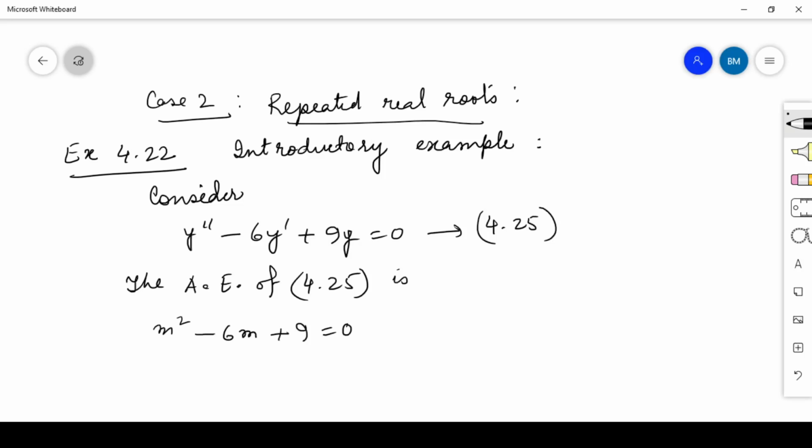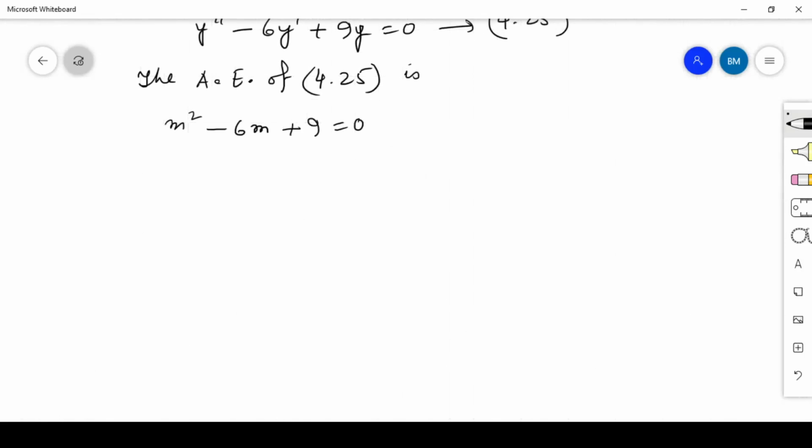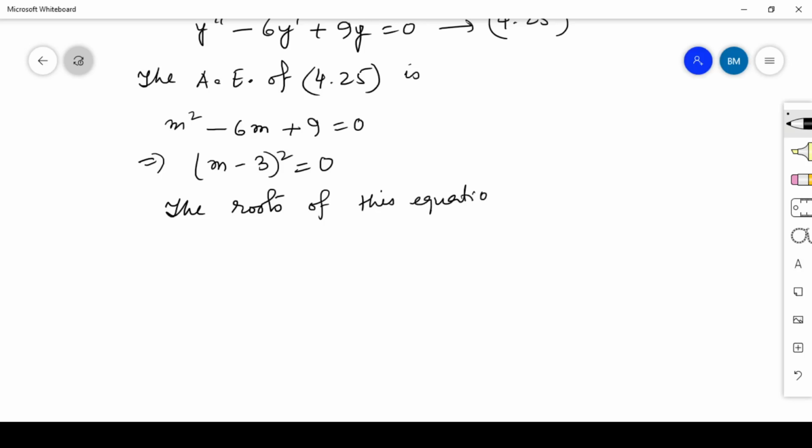We already have learned it. Now we factorize this, and it is nothing but (m minus 3) whole squared is equal to 0. So the roots of this equation are, say, m1 is equal to 3, and if I call the other root m2, then it is also 3. So we have seen that the roots are real and not distinct.